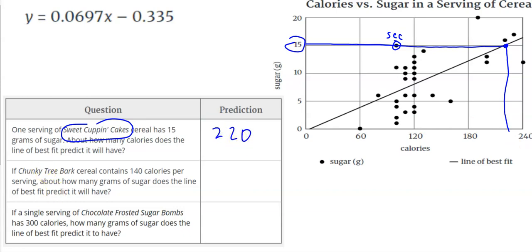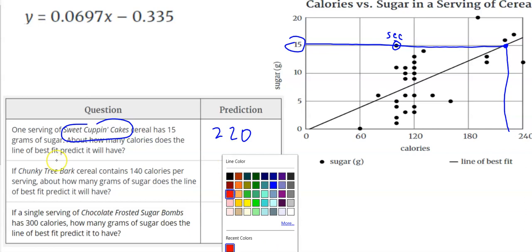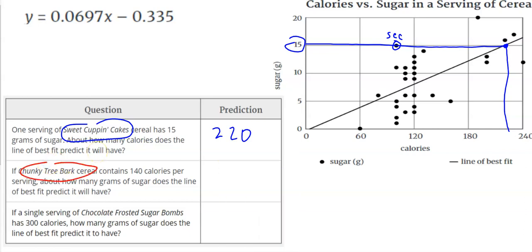Chunky Bark cereal, great name for a cereal, contains 140. So 140 is right about here. That looks like to be this one. About how many grams of sugar does the line predict? So if we go up to the line of prediction here and go over, it looks like something slightly less than 10, maybe 9. If we wanted it more accurately, we could take the 140, plug it in for x, and we get that exactly. Or the prediction would be a better word, I guess.